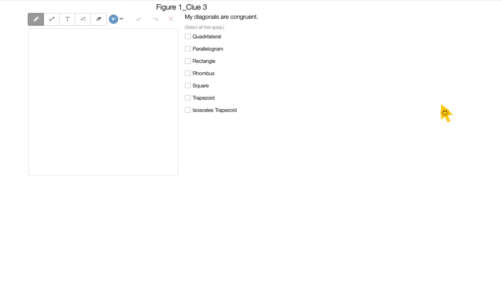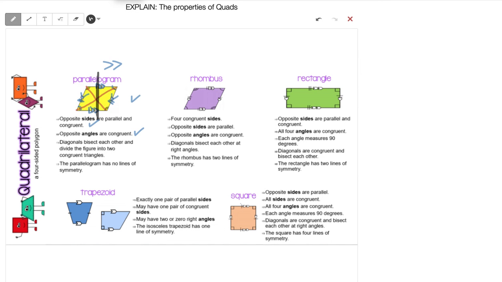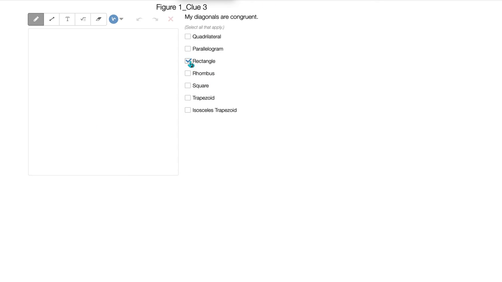Let's go to slide 10. Let's see if this clue helps us narrow it even further down. My diagonals are congruent, aka my diagonals are exactly the same length. Well, feel free to look back at slide 6. Think about these diagonals. Where does it say diagonals are congruent? Oh, only rectangle and square have congruent diagonals.